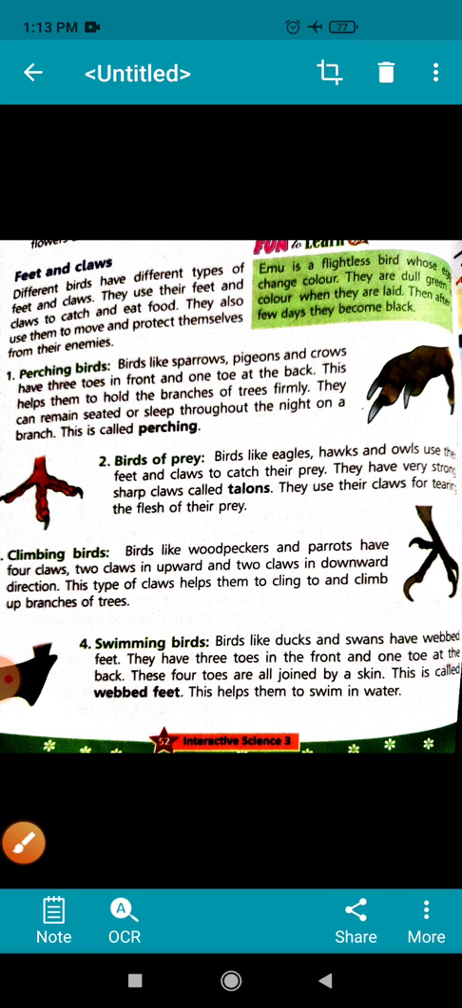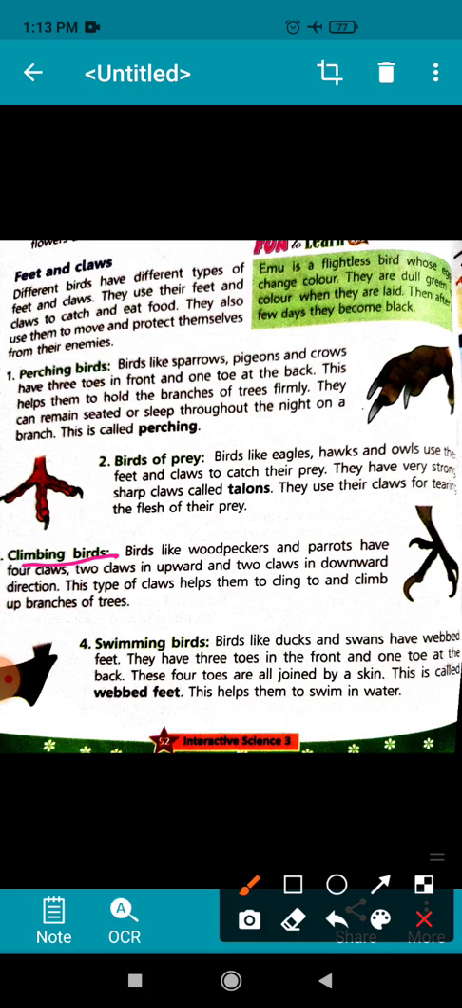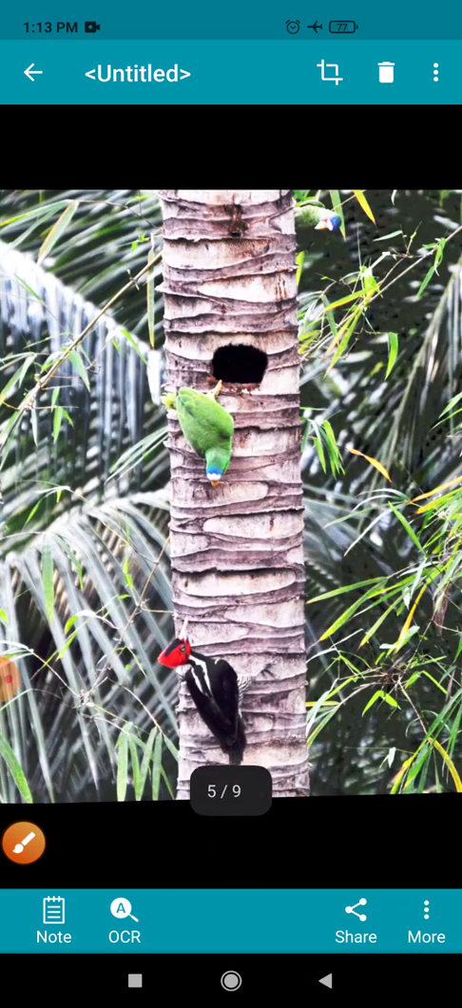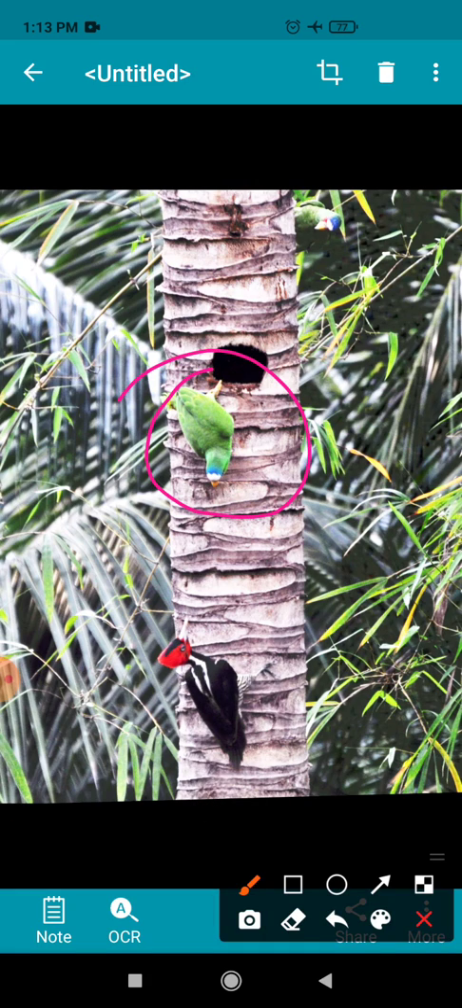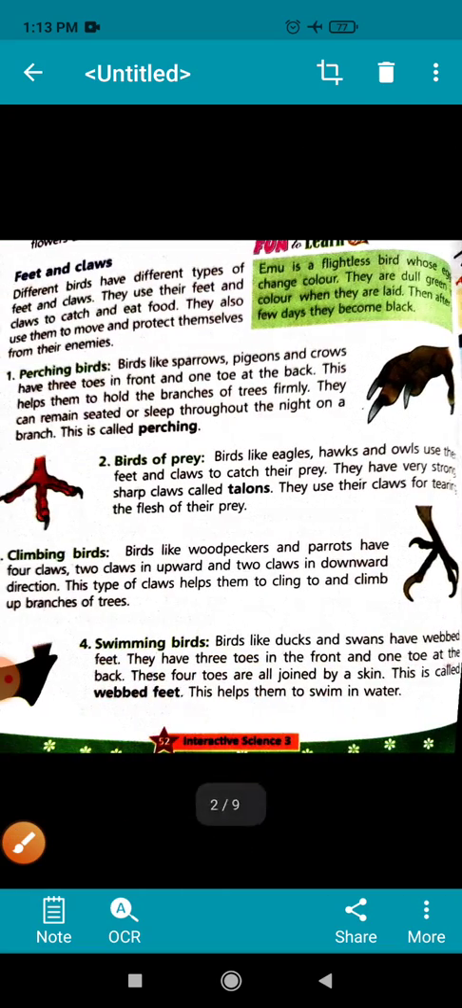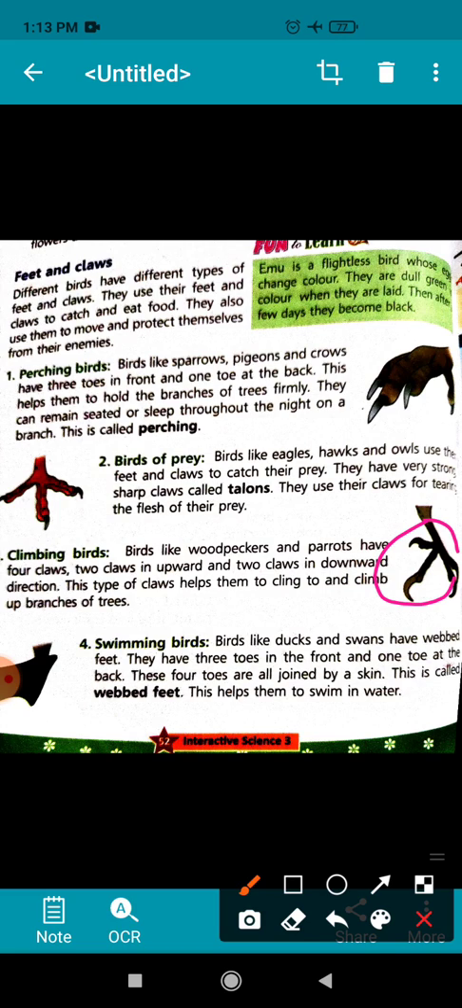Now, third type of birds are known as climbing birds. Children, here you can see the picture of a parrot and woodpecker. These birds are known as climbing birds. Children, these birds have 4 claws, 2 claws upward and 2 claws downwards. With the help of these claws, they climb up and hold on to the tree.